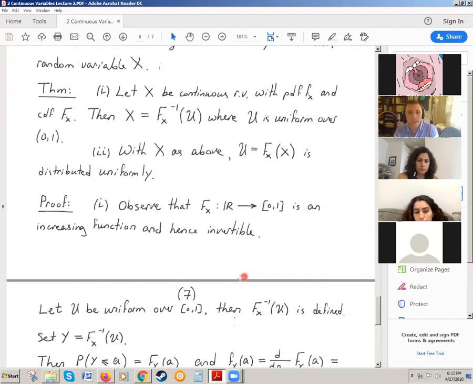So again, here is the proof of part 1. So observe that the cumulative distribution for the random variable x is taking real numbers and mapping them into 0, 1, correct? Because it's just calculating probabilities into 0, 1, and that has to be an increasing function.